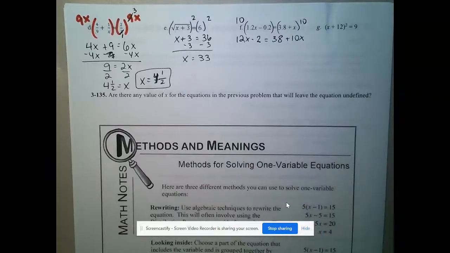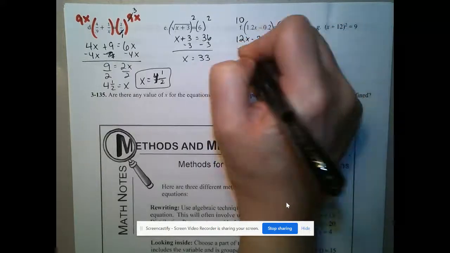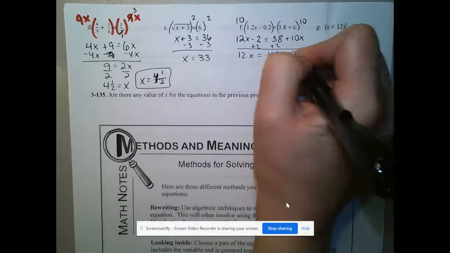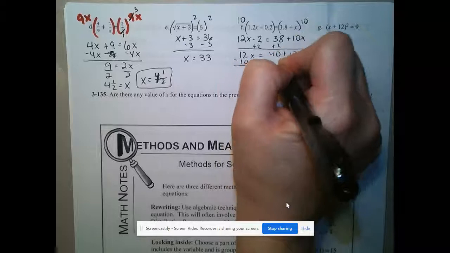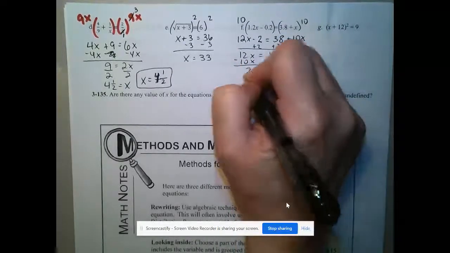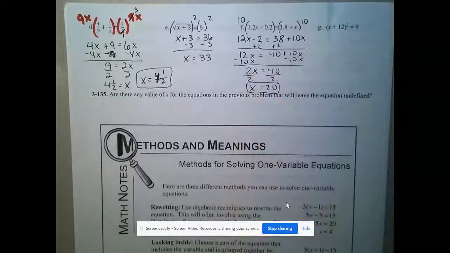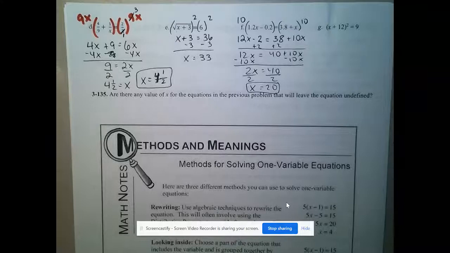Another option, you could start with rewrite if you don't mind things in the tenths. That's another option. I'm going to add 2 to both sides, get 12x equals 40 plus 10x, subtract the 10x from both sides, 2x equals 40, and divide by 2, x equals 20. If you had left all of your decimals, you still would have gotten x equals 20 as your final answer, because it is an equivalent equation.